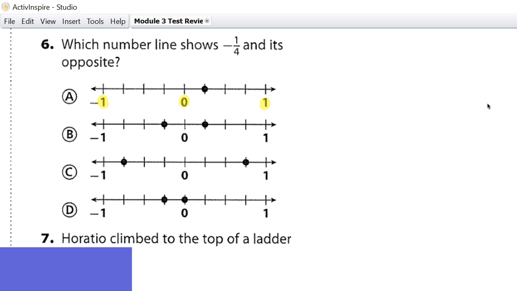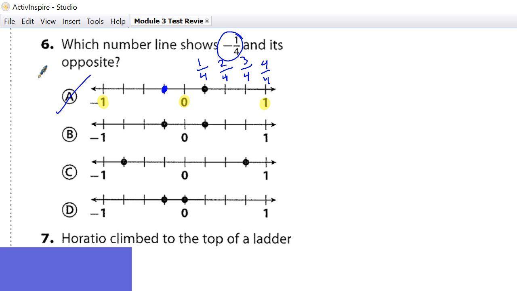You can identify those notches just by counting. So if I count over 1, 2, 3, 4, that means we've divided into fourths. So this is going to be 1/4, this is going to be 2/4, which is also 1/2. This is going to be 3/4, and this is going to be 4/4. The 1 whole is going to be 4/4. Well, it almost kind of looks like A is right, except, go back up to the question. It says, which number line shows negative 1/4? Negative 1/4 is right here.